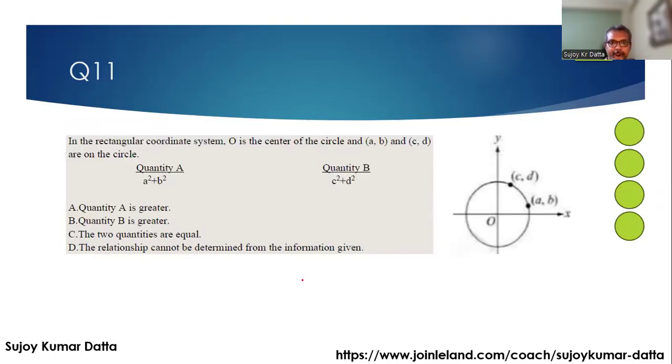Next. In this coordinate system, AB and CD are given as two points. It's a very simple question actually. If you look at (A, B) and (0, 0), then the distance between the two points is the root of (A - 0) squared plus (B - 0) squared, which is A squared plus B squared. And this is the root of C squared plus D squared. Both are radii, so the two are equal. So the answer is C.